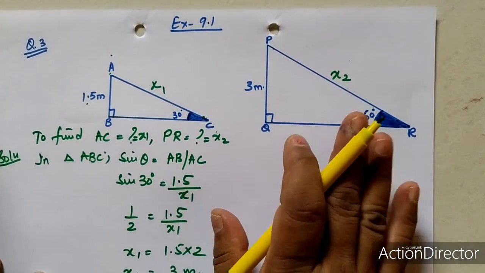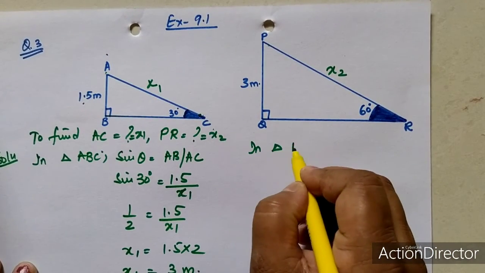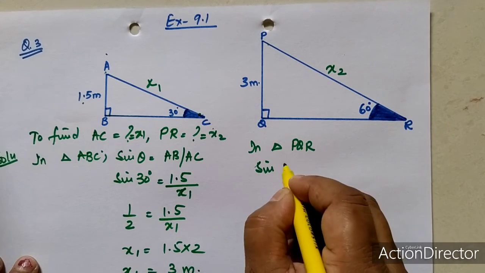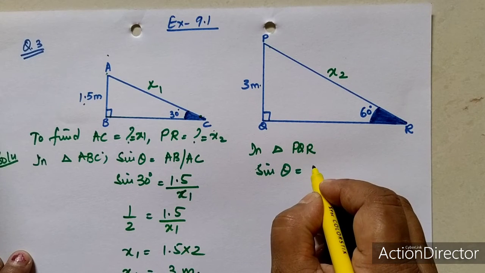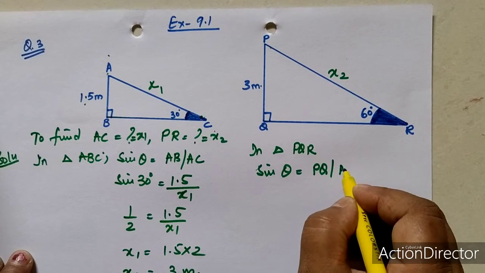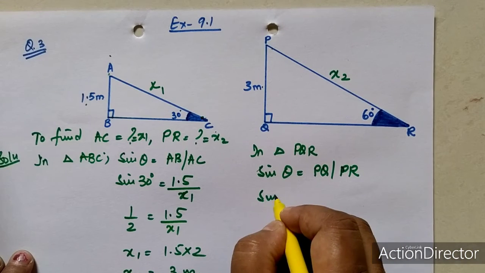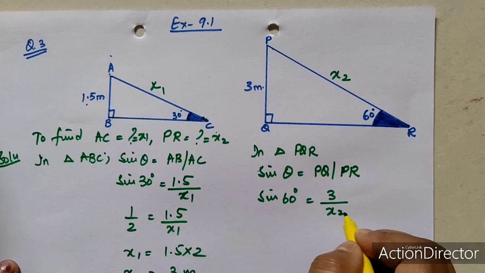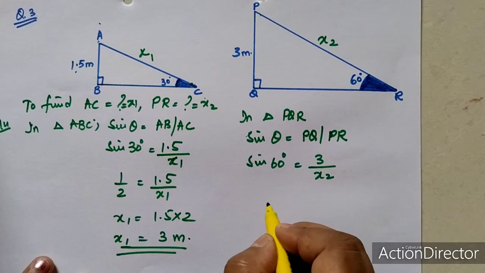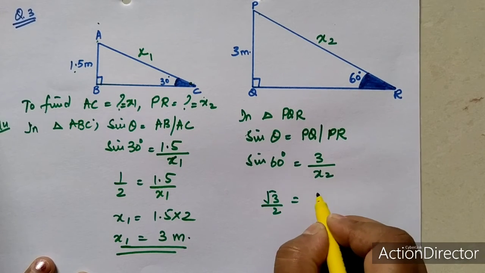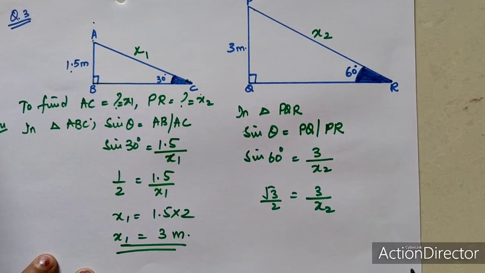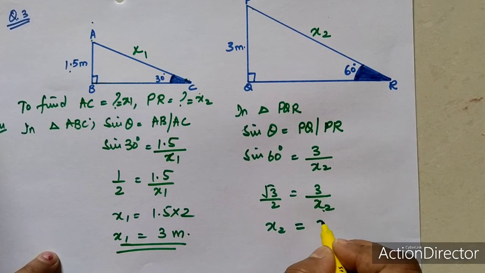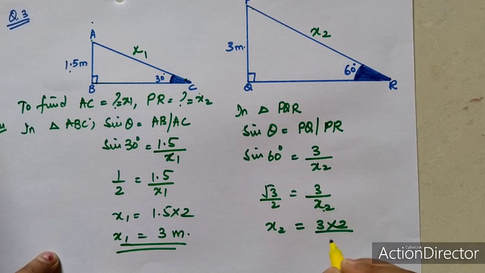Similarly for the other triangle, so I have to write here in triangle PQR, we need to find out x2. So again the same thing, sine theta equal to perpendicular upon hypotenuse means PQ upon PR. So here theta actually given as 60 degree, PQ is 3 and PR is x2, that means the length of the slide. Sine 60 is √3/2. It is equals to 3 upon x2. Now find out the value of x2. So do cross multiplication. So x2 is equals to 3 into 2 upon √3.